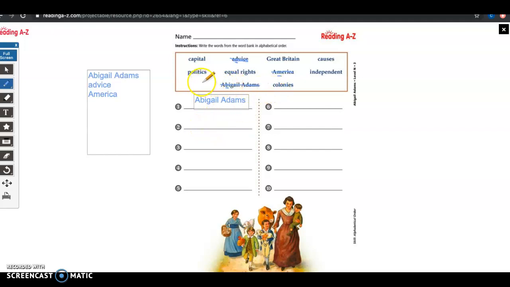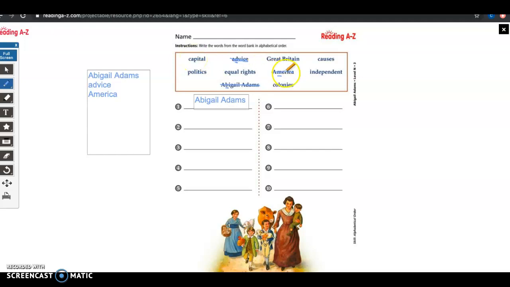Okay, so then we will be looking next at what would come next in the alphabet. We have capital, politics, equal rights, Great Britain, colonies, causes, independent. So I know the next letter in the alphabet is a B, but I don't have any B words. So then that would be anything that starts with a C. So we have capital, colonies, and causes. So I know now to look at the second letter to figure out which one would come first of these three words.